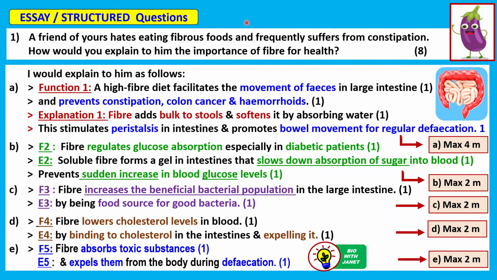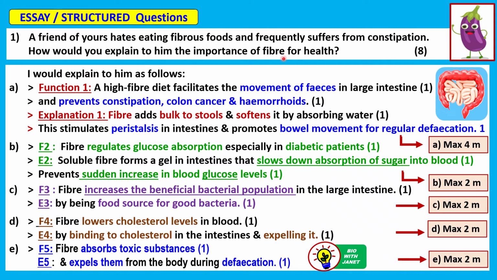Here are some samples of essay or structured questions that can be asked in the exam. Usually they give you a situation and then you have to answer based on the situation given. A friend of yours hates eating fibrous fruits and frequently suffers from constipation. The fibrous foods are those like fruits and vegetables. Now, how would you explain to him the importance of fiber for health? So this is the important point: importance of fiber for health, and relate it back to constipation.